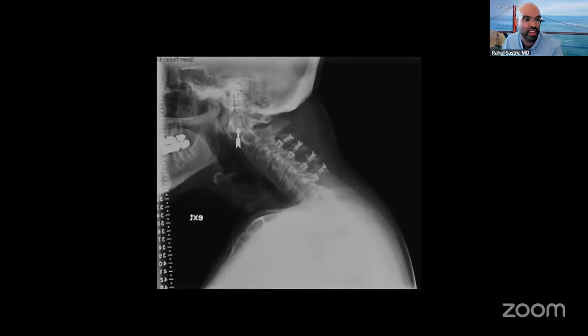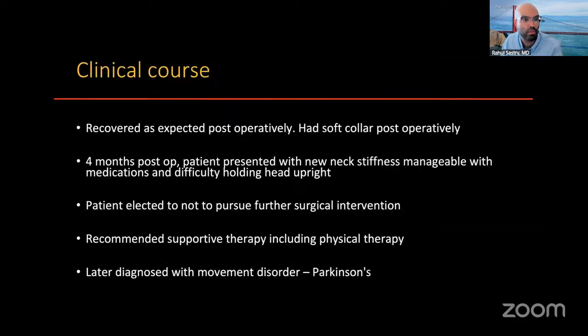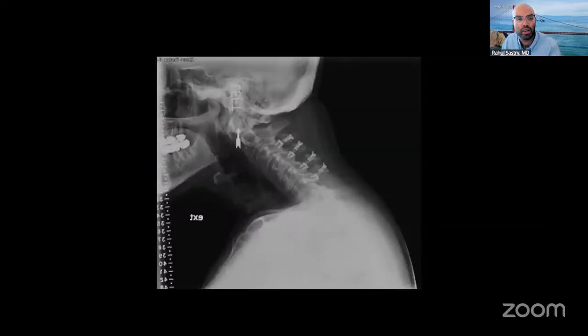If you go to the next slide, the patient, like I said, we did offer them additional surgical intervention, but I think the patient and their family felt like it wasn't necessarily worth the benefit, or that perhaps the lack of ability to keep the head upright, while bothersome, was not so much so that it would necessarily motivate them to agree to do additional surgery.